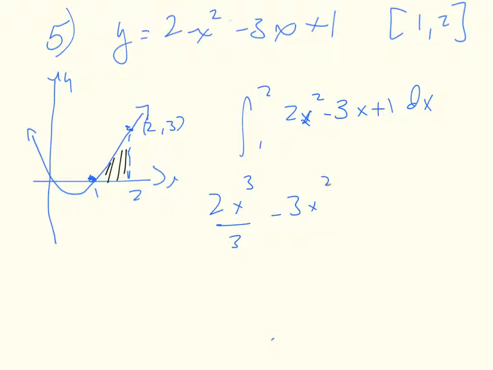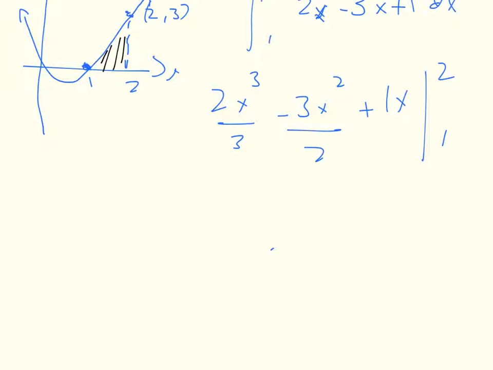Remember, it's x to the power of n plus 1 over n plus 1, at the value of 2 and 1. Okay, so we integrated. Now we're just going to plug in our bounds. Remember, we plug in the upper bound first.